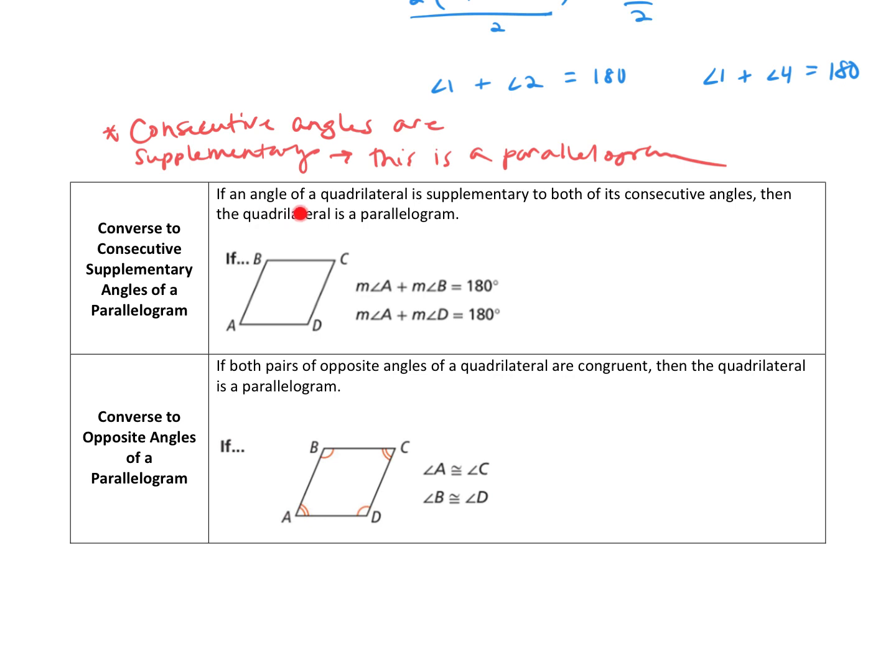If an angle of a quadrilateral is supplementary to both of its consecutive angles, so that's what we showed above. Angle 1 was supplementary to angle 2 and to angle 4. Those were both of its consecutive angles. Then the quadrilateral is a parallelogram. So up here you can see angle A plus angle B. Those consecutive angles are adding up to 180. And then angle A plus its other consecutive angle are adding up to 180. When that happens, then that means that ABCD is a parallelogram.